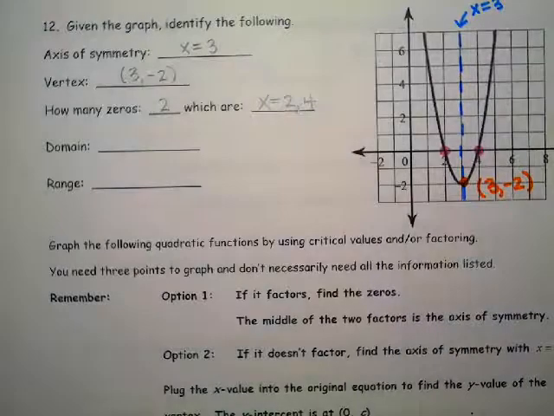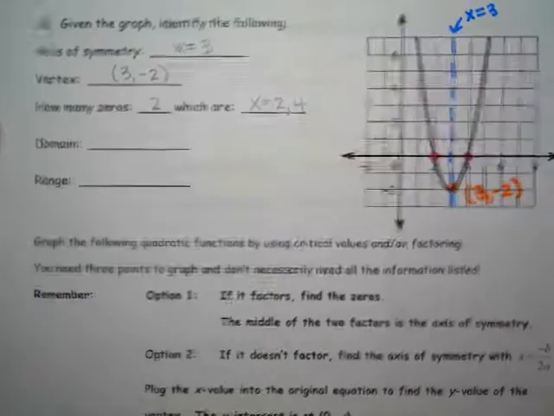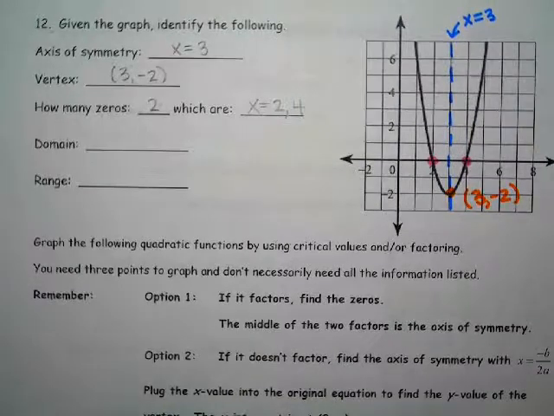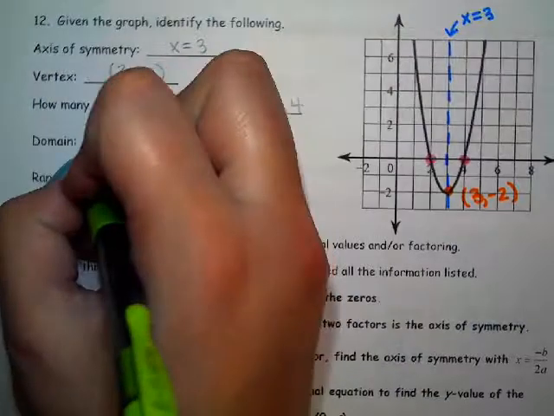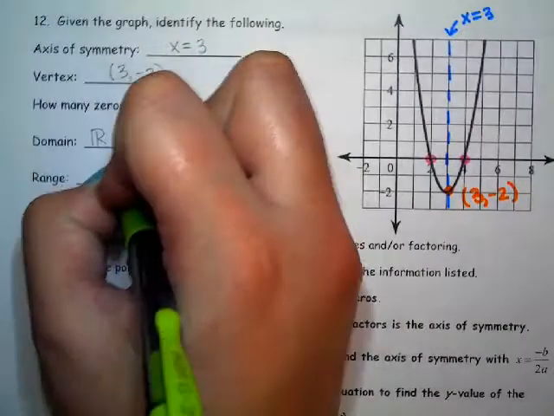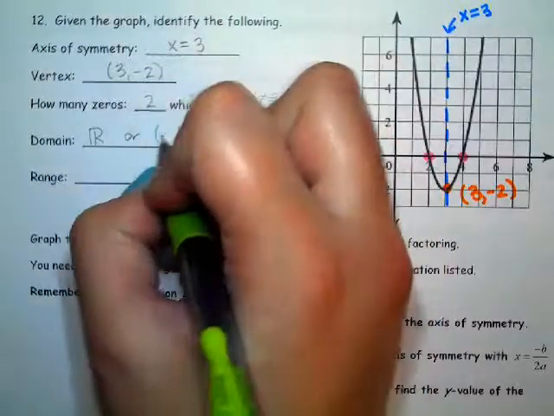All right, now at this point, we've probably figured out what the domain always is for a quadratic because we did a lot of that yesterday. So can somebody tell me what the domain is always going to be? All real numbers. Or if you're doing the interval notation, it's going to be negative infinity to positive infinity.